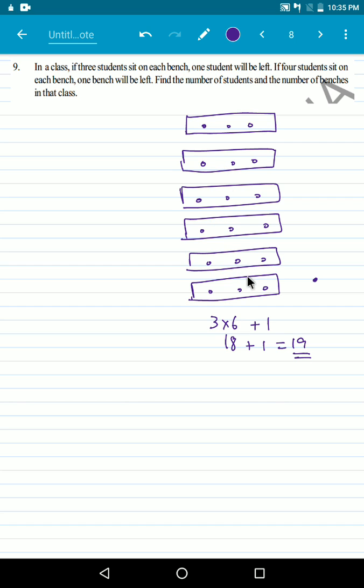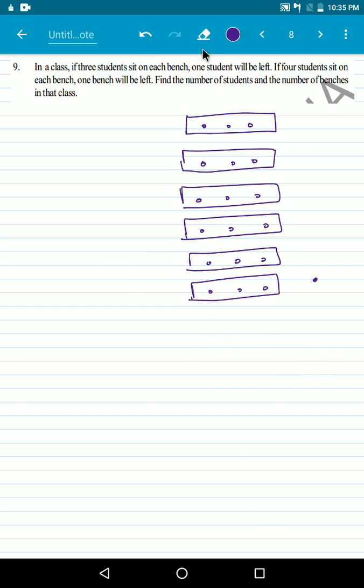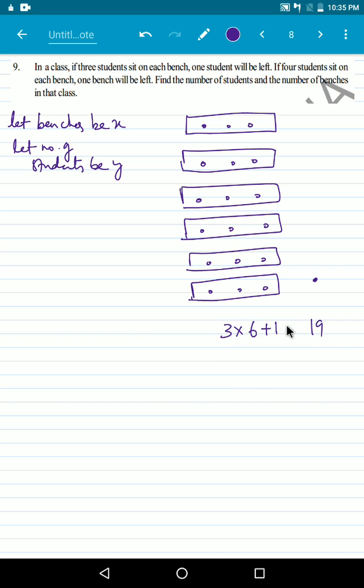So let us do one thing. Let us write variables x and y. Let the number of benches be x and let the number of students be y. So see, 19 should come here, isn't it? So how did we get 19? 3 multiplied by the number of benches, 6, plus 1 will give us 19.